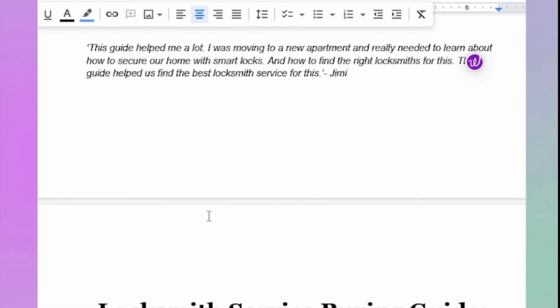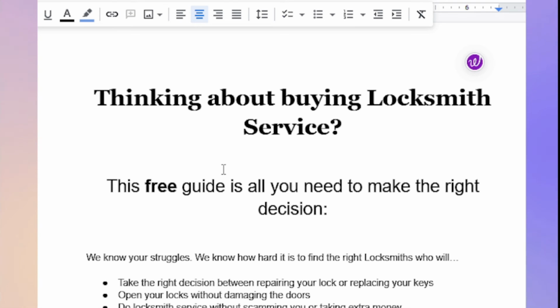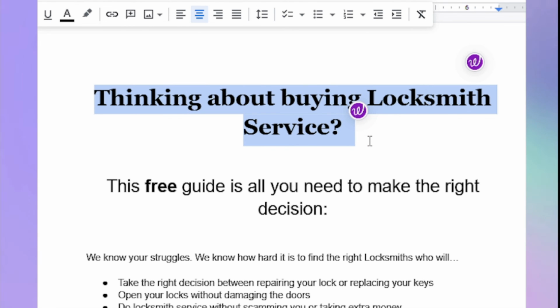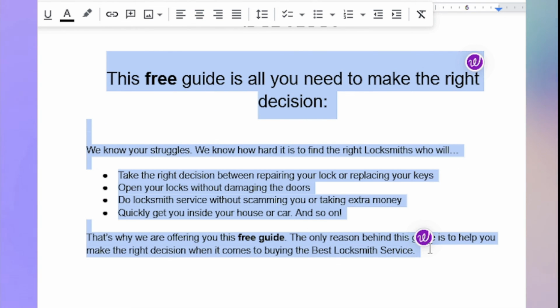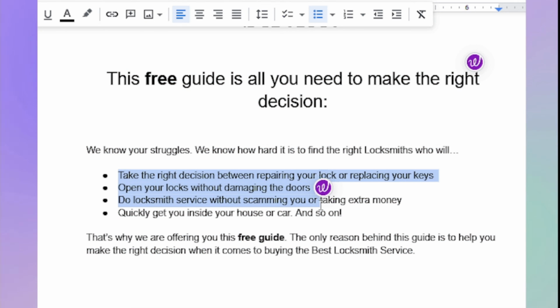So let's recap. We are writing a lead generation page for a free guide, a locksmith service buying guide, and we used a copywriting formula named AIDCA for this project. We start with A for attention. We used the headline as our attention grabber. Next is I, which stands for interest. We try to keep our readers interested in reading the whole copy by talking about their pains and needs in the first part of the body copy and showing them the solution to the pains.